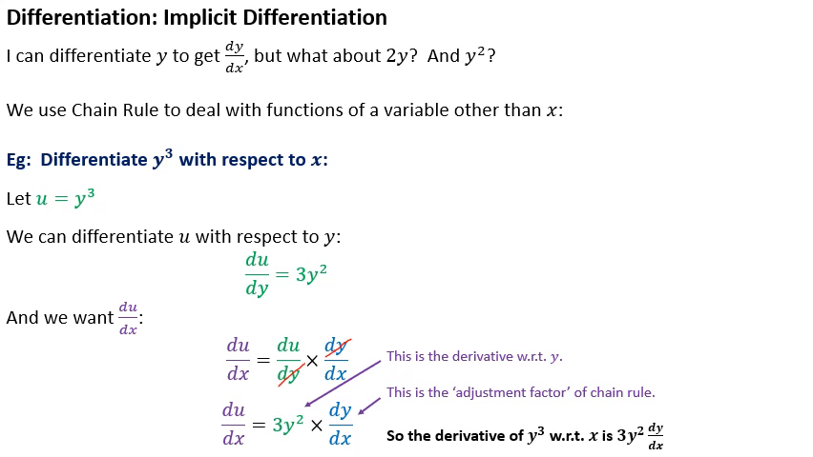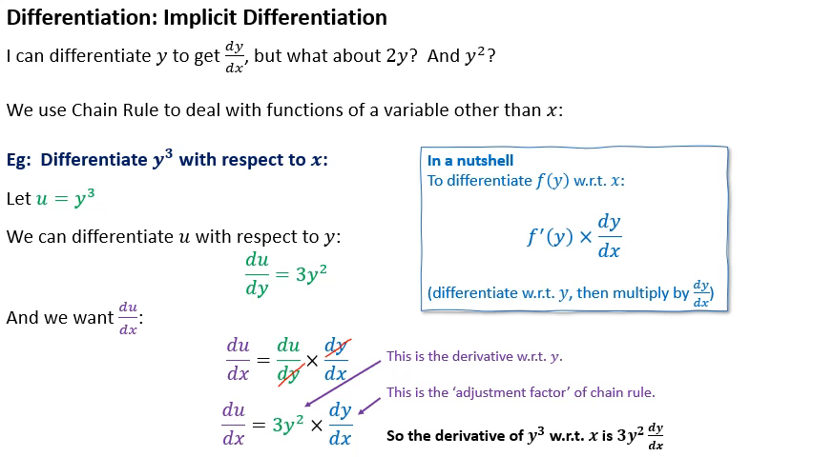You have y cubed, you differentiate it with respect to x, you end up with 3y squared, which is its derivative with respect to y, multiplied by dy by dx, which adjusts that derivative to make it a derivative with respect to x. So in general, this is how you differentiate any function of y. You differentiate it with respect to y. That's what f dash of y is suggesting there. If you've got a function of y, find its derivative with respect to y, but then multiply it by dy by dx, the adjustment factor.